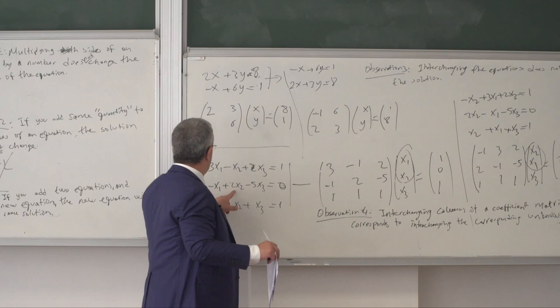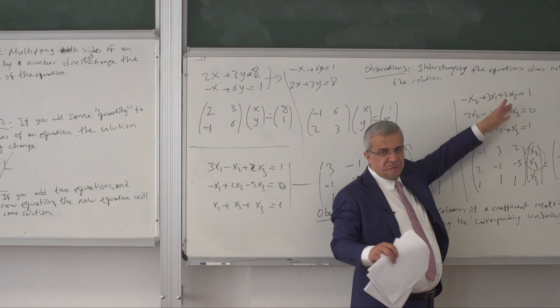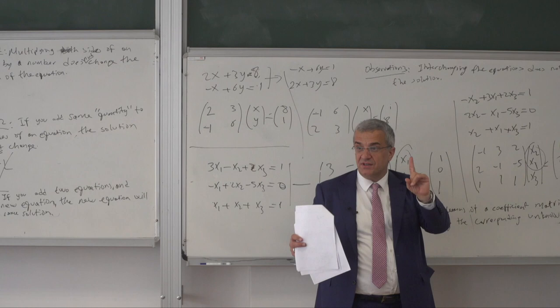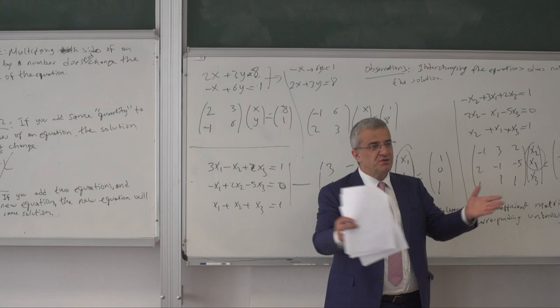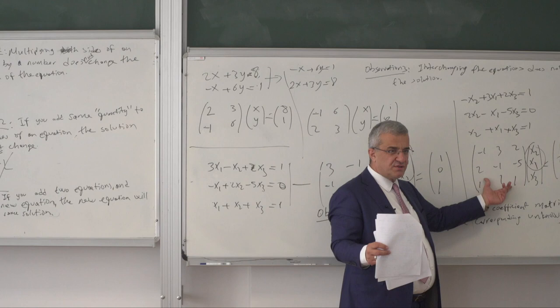2x2 minus x1. x2 plus x1. So I just changed the order of them. I didn't make any changes in the equation, right? Does this change the equation at all? As far as a human is concerned, it doesn't matter. As far as a computer is concerned, everything changed, right? You have now a totally new matrix and numbers change. As far as a computer is concerned, you have a new coefficient matrix, which is different from this. But there is a relationship.